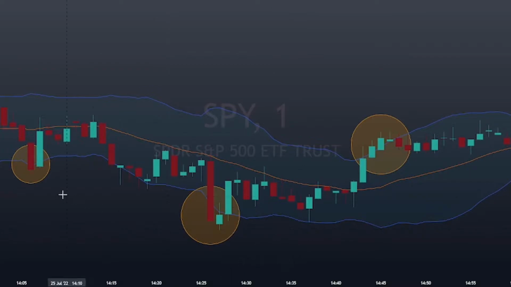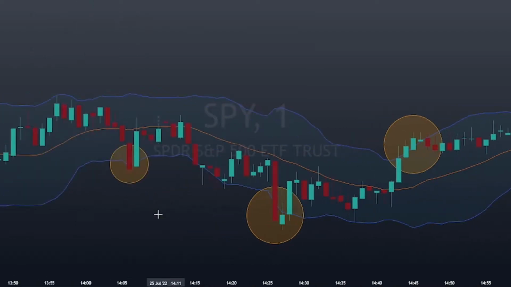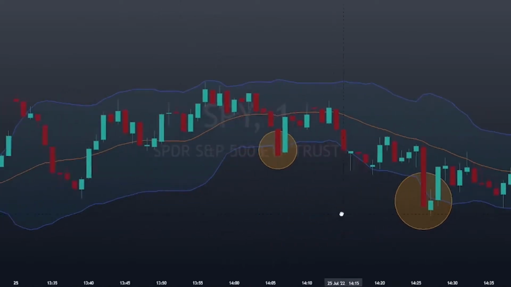It usually, 99% of the time, will fall back to the moving average once it breaks below or above a higher or lower band. We can scroll and check out some more examples.